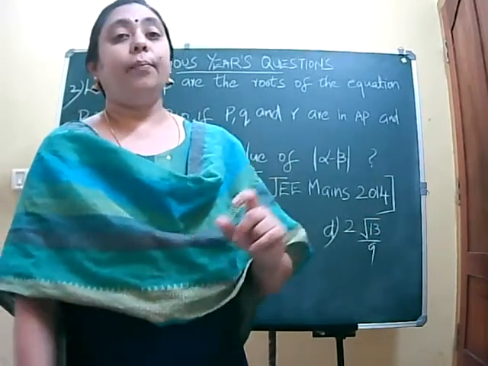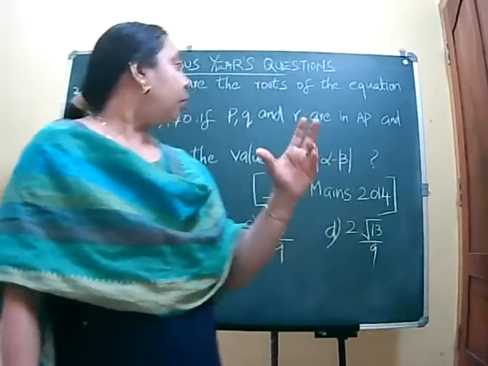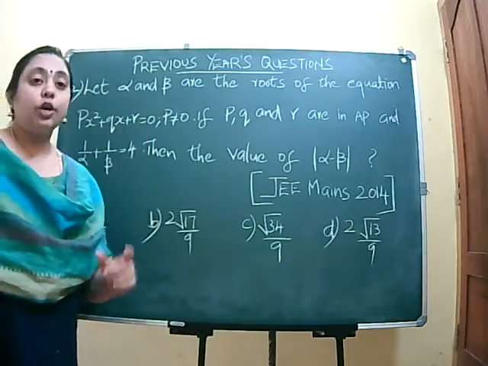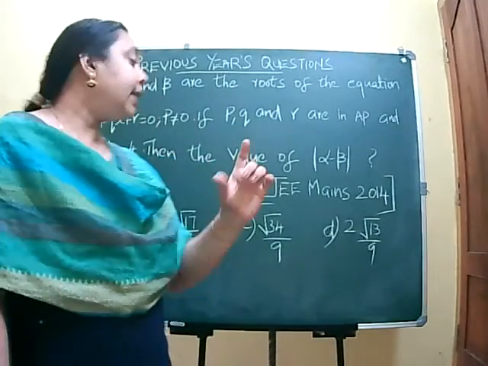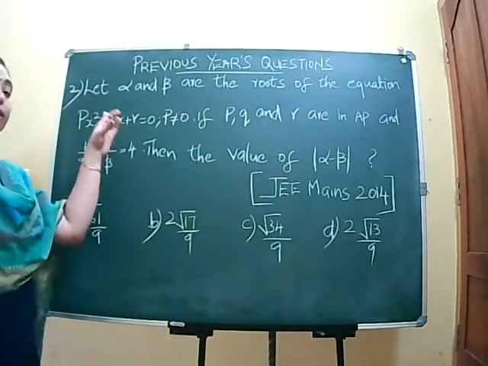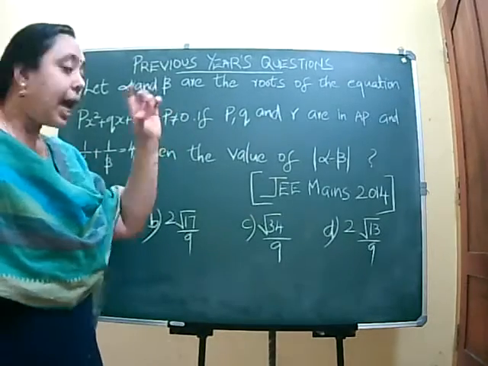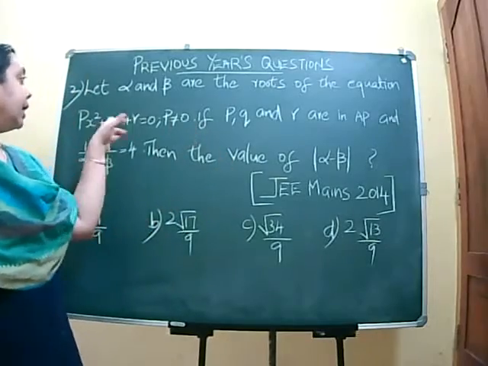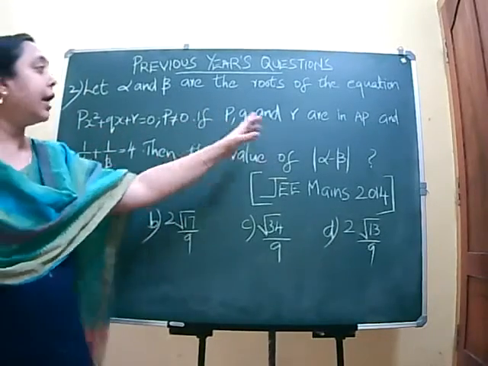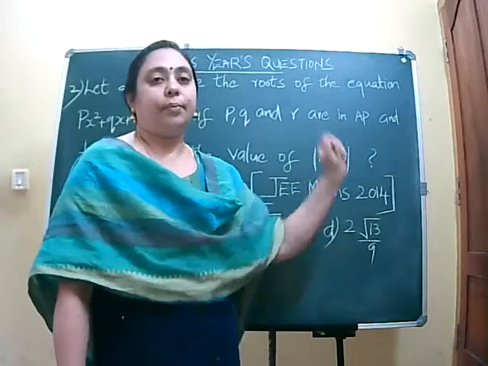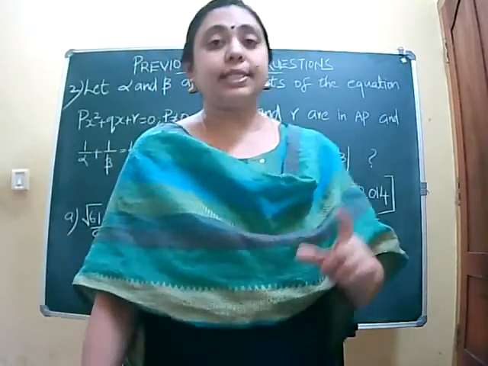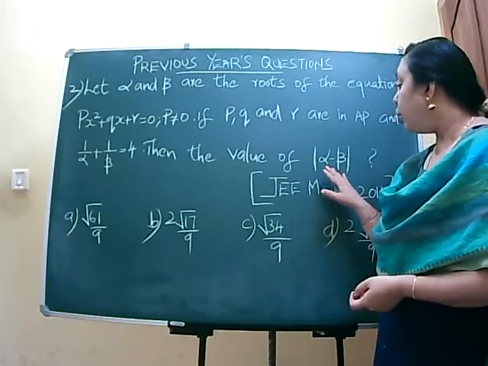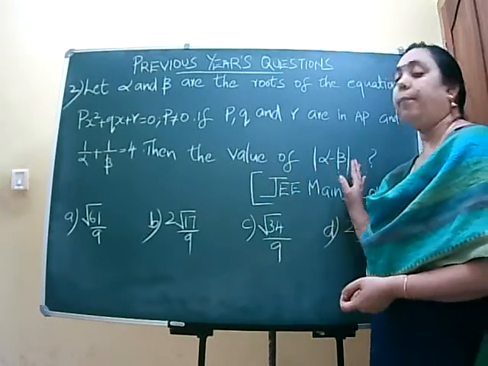Okay. Here we are given a quadratic equation and its roots. Also we are given a relation between the roots of this quadratic equation and a particular condition that the constants in this equation are in arithmetic progression. Using these results, we have to find out the value of modulus alpha minus beta.